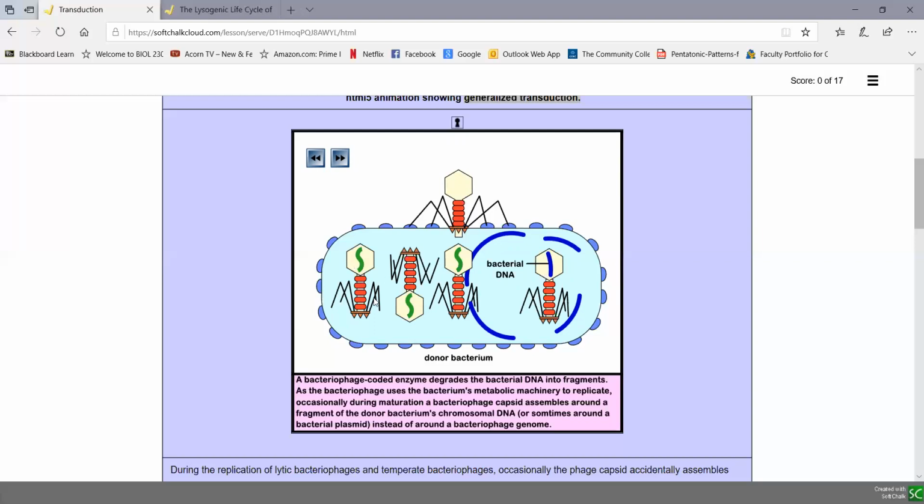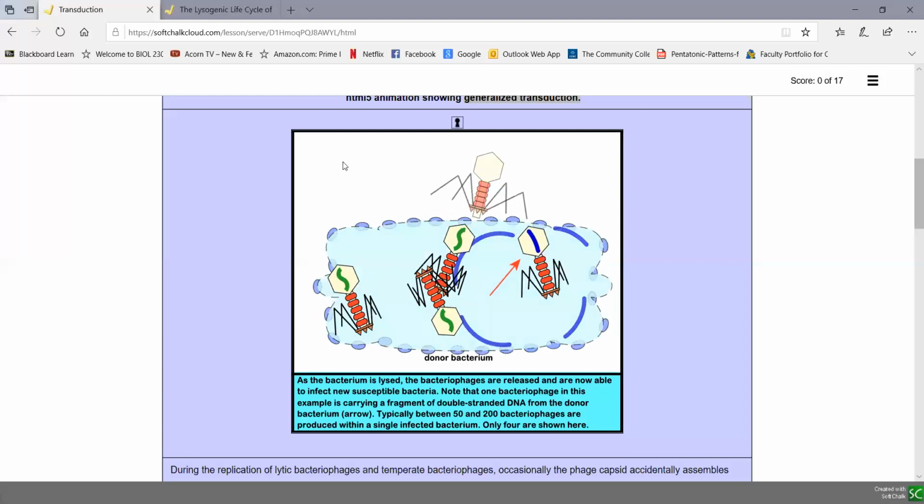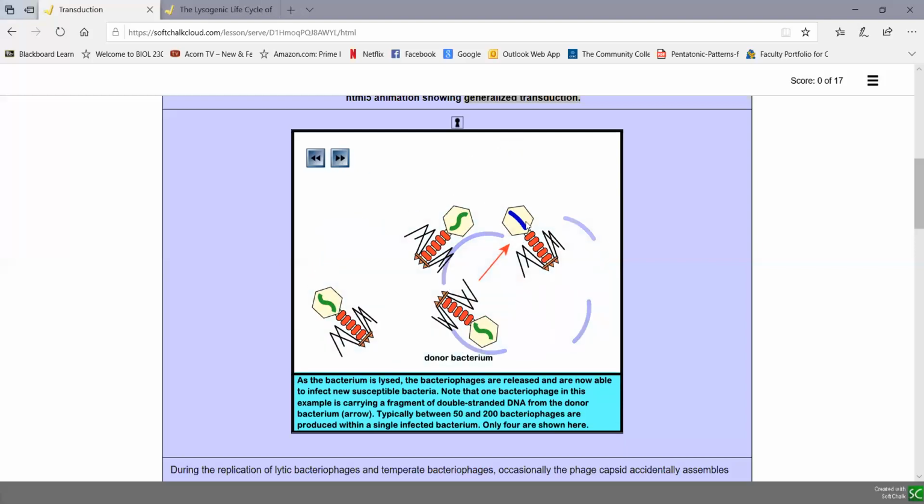But again, since the virus is still functional inside there, most of the viruses are normal. Lysozyme breaks down the bacterial cell wall, and the viruses are released. But notice this one virus, shown by the red arrow, is now carrying bacterial DNA. The other ones are typical normal viruses that will enter new bacteria and replicate. But we're going to watch this one that's now carrying a piece of donor bacterial DNA by mistake.